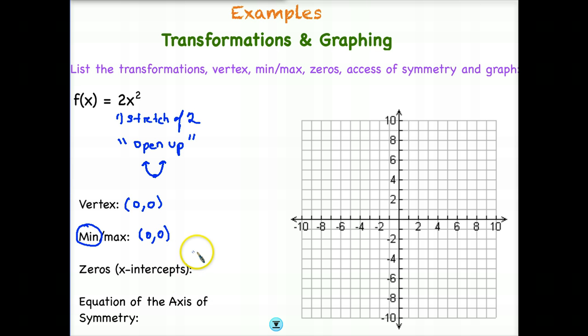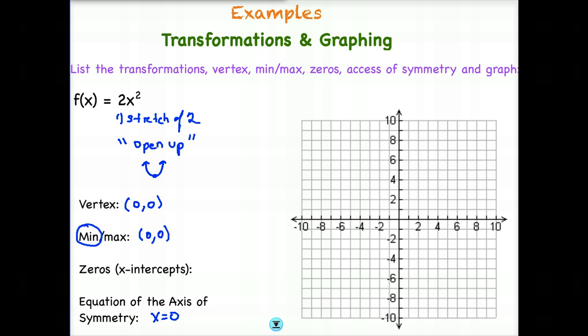So now let's look at our x-intercepts, and that's easier to do once we graph it, so maybe I'll hold off on that. The equation of the axis of symmetry is always going to be the x value of the vertex, right? Because it's always going to come right through this center. So the equation of the axis of symmetry will be x equals 0.